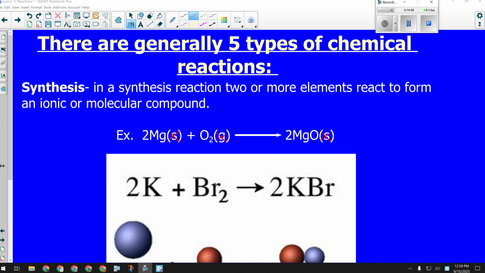If it's rust, it's iron and it turns orange. But this is the oxidation of magnesium. So 2 elements combine to form a compound. So you'd have to drop and swap your compound there at the end. Now, is this reaction balanced? On this side, there's how many magnesium? 2. How many oxygen? 2. How many magnesium here? 2. And how many oxygen? 2.